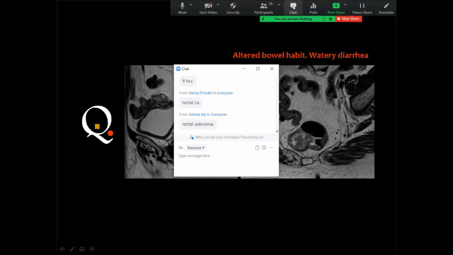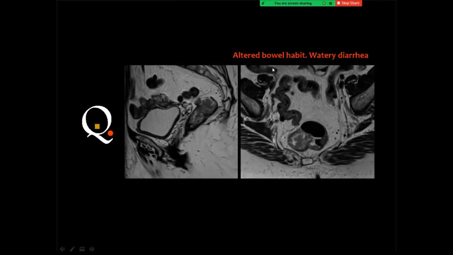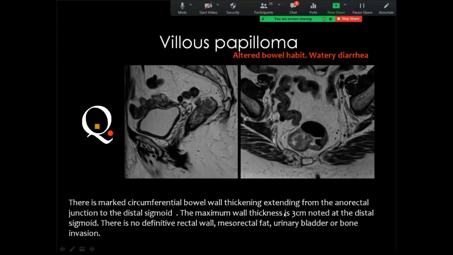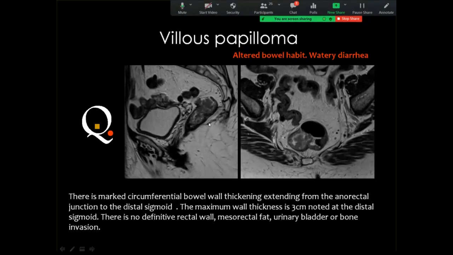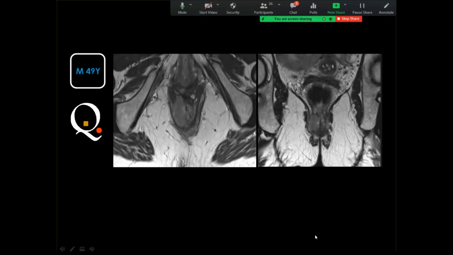Yes, and this is rectal villous adenoma, the carpet-like structure which is expanding the colonic lumen and has a characteristic velvet-like appearance. This is diagnostic of villous papilloma in the rectum. And this male patient, 49 years old, presented with fresh bleeding from the anal canal.